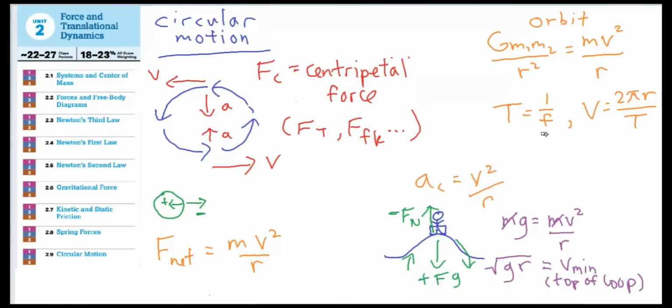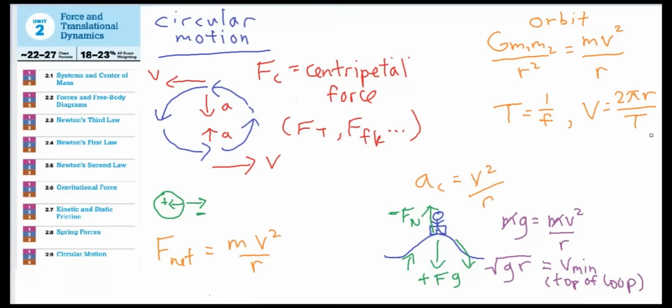The period is always the exact inverse of the frequency, and oftentimes we use velocity equals 2 pi r over T, 2 pi r being the circumference, and then T being the period. So it's kind of just a different sort of distance over time calculation.